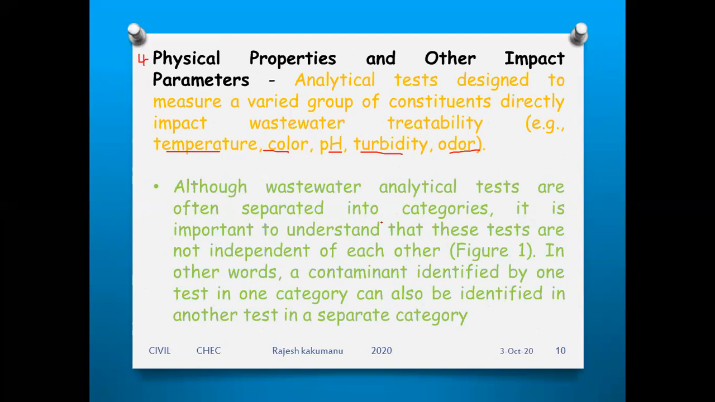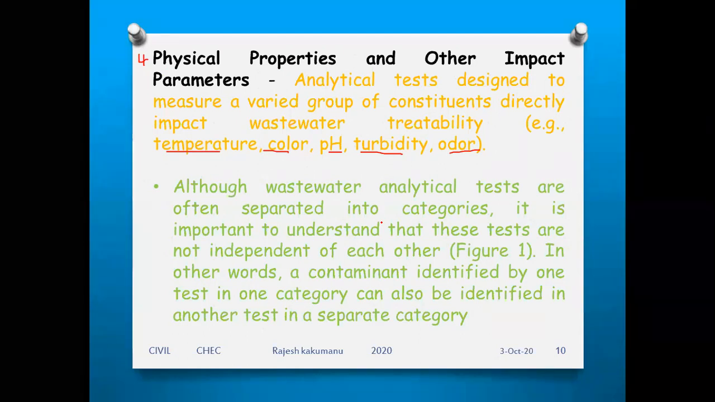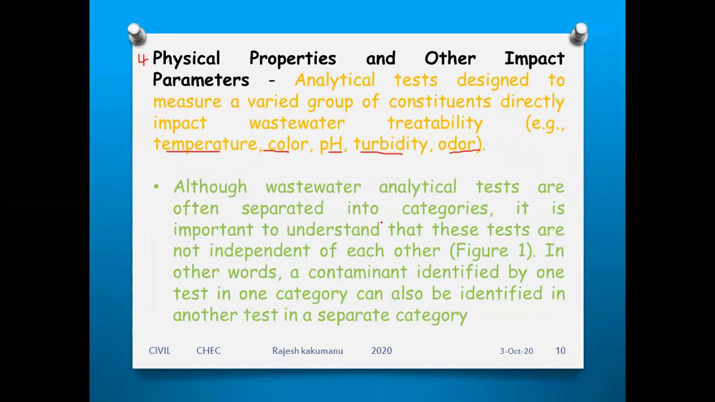In other words, a contaminant identified by one test in one category can also be identified in another test in a separate category. So what it is saying here is, whenever water contamination is identified in one test, it can also be identified in other tests in a separate category. Whatever positive or negative results we get in this test, the other category tests should also be done to confirm positive or negative.